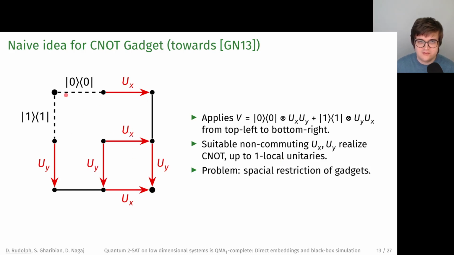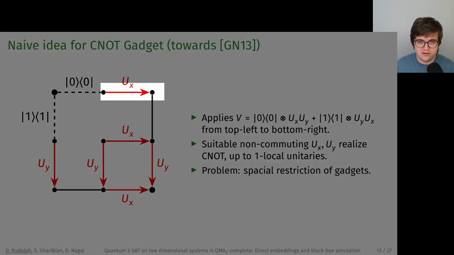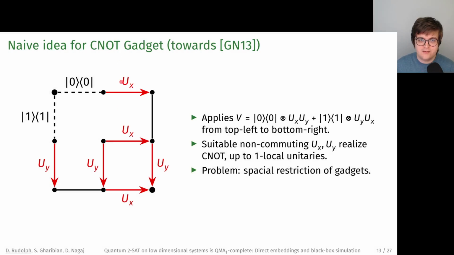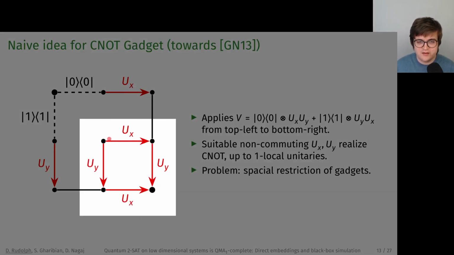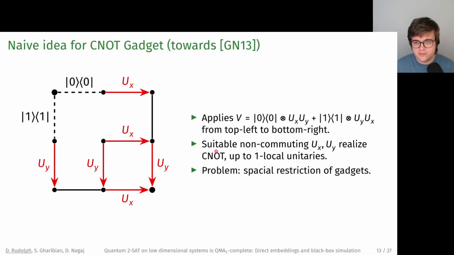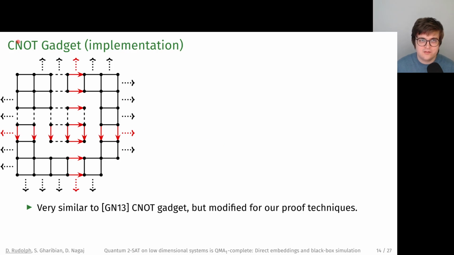But it's not as simple as this looks because of the spatial restrictions of the gadgets. For example, if we want to apply a UX on these two time steps, we really can only apply it along the whole column. That's why you would get these additional edges. Then you have this little square here, which is a contradiction, because from here to here, it would say that UX and UY are the same as UY and UX, which is really what we don't want, because we need non-commuting UX, UY. So we need a more complicated gadget, which is this.